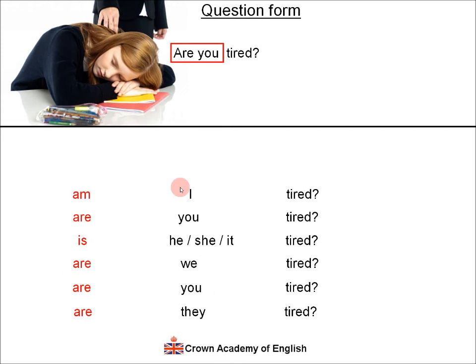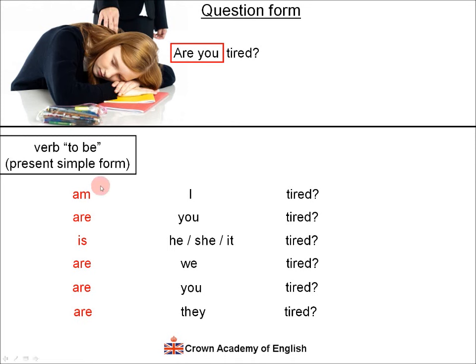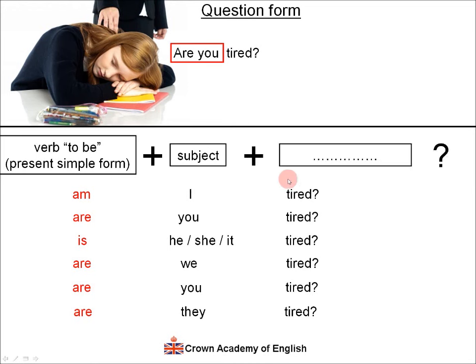So the form here is the verb to be is first, and then we have the subject. And then we have the rest of the sentence. And very important, when we're writing it, we must have this question mark here at the end of the sentence, at the end of the question. So the form is that we change the order. The subject comes here in second position, and the verb to be is in the first position. Okay?